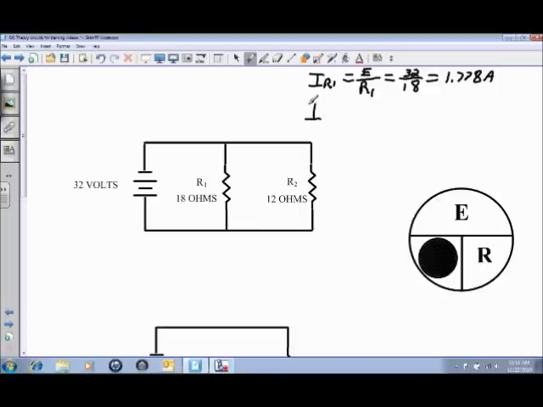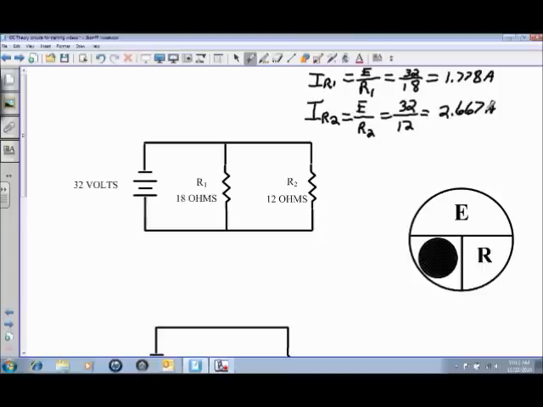So we can go ahead and calculate the current flow through R2 also the same way, just going to be using different values. Same formula, so the voltage divided by the value of R2, or 32 volts divided by 12 ohms of resistance on R2, will give us a current flow of 2.667 amps of current flow through R2.